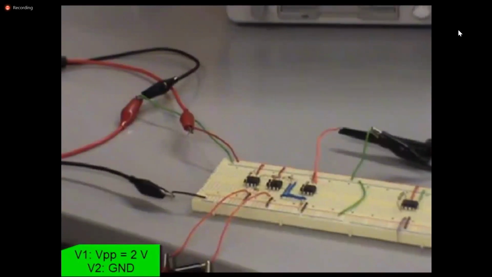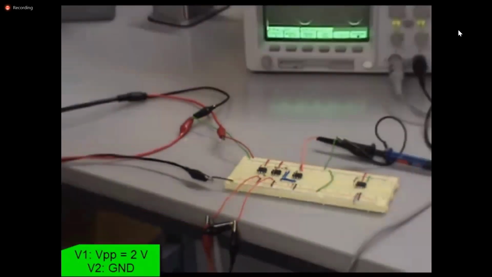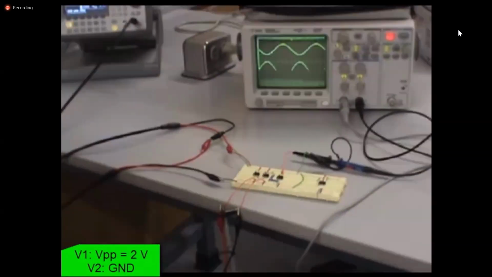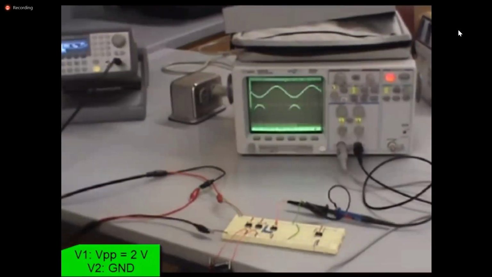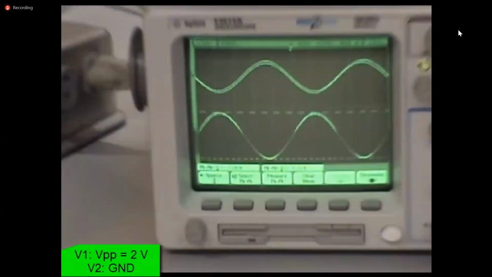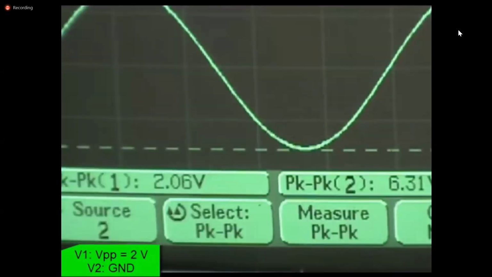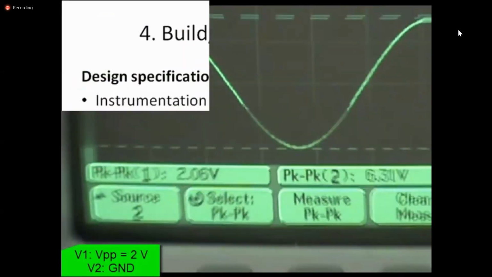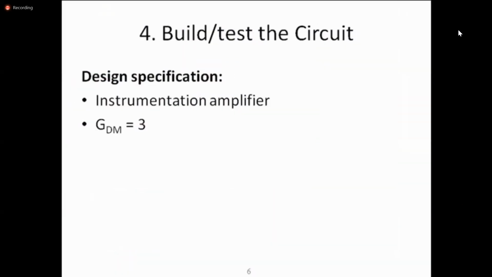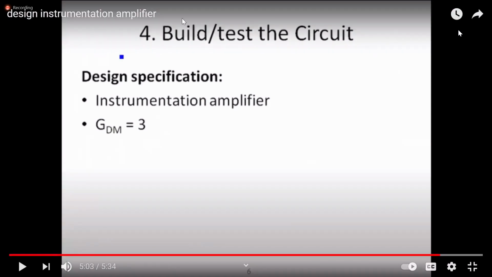In the second case, the two inputs are switched. Now the two signals are out of phase with similar amplitude. This is the final output. Let's calculate the circuit gain based on the result. So in this way, we can design an instrumentation amplifier by using the breadboard and ICs.